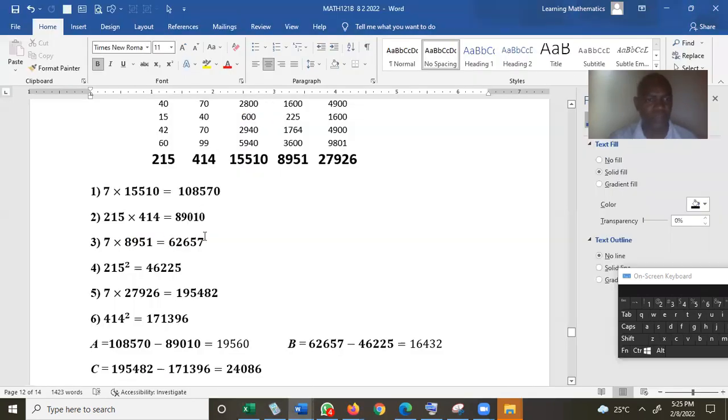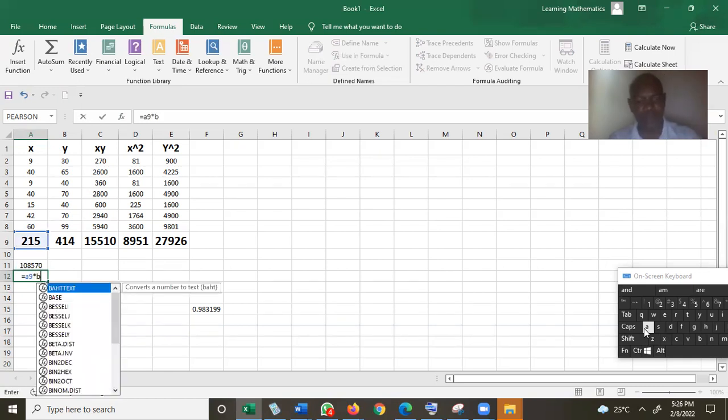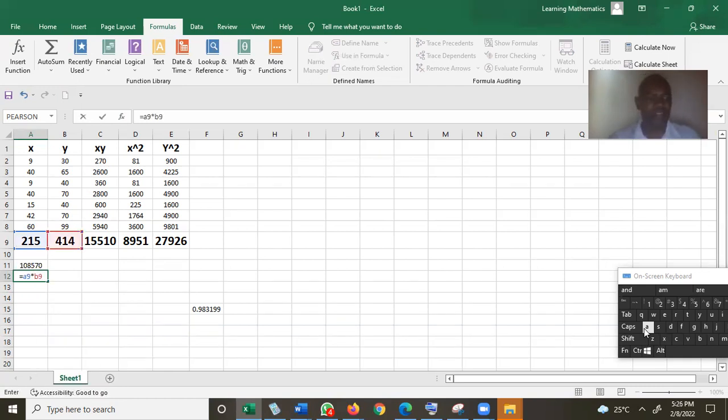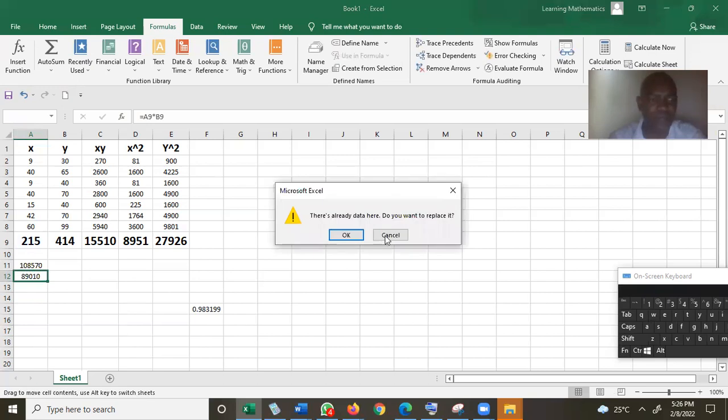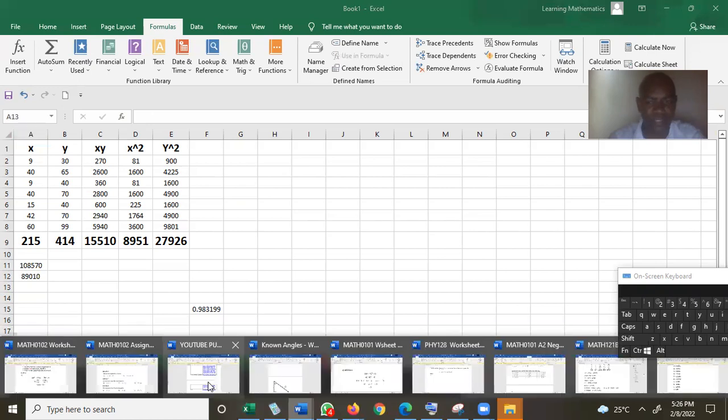Sum of x times the sum of y. The sum of x is in A9 times the sum of y is in B9. So I always say a mistake is a learning opportunity. So you can actually use Excel to verify if these calculations are correct. 89010. Do we have 89010 here?